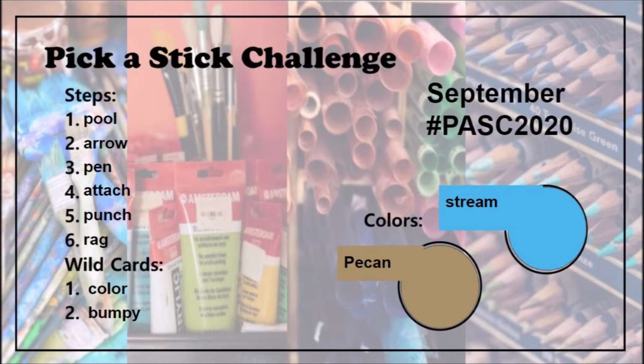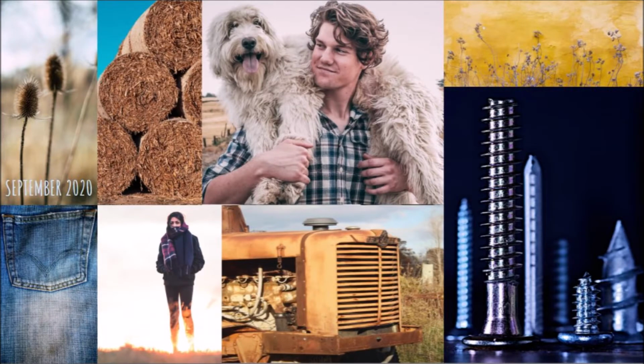This is our pick a stick challenge for the month. It has a couple colors to give you kind of ideas for what you might do with your project, and then it has 6 steps. The rules are that you do the 6 steps in order. You can add something before, in between, after. If you get stuck, there's a couple wild card prompts that you can replace them with or use them if you want to all the way through. And it's a super fun challenge that's just randomly drawn prompts every month.